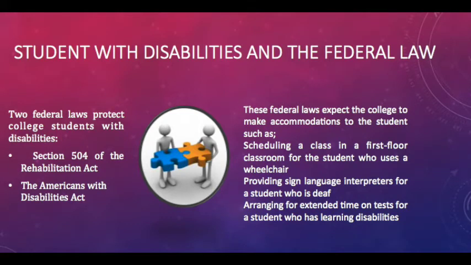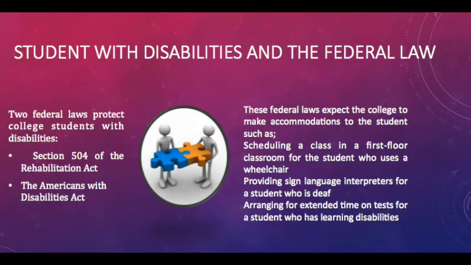Two federal laws protect college students with disabilities. They are Section 504 of the Rehabilitation Act and the Americans with Disabilities Act. These federal laws expect the college to make accommodations to the student, such as scheduling a class on a first-floor classroom for a student who uses a wheelchair, providing sign language interpreters for a student who is deaf, arranging for extended time on tests for a student who has learning disabilities.